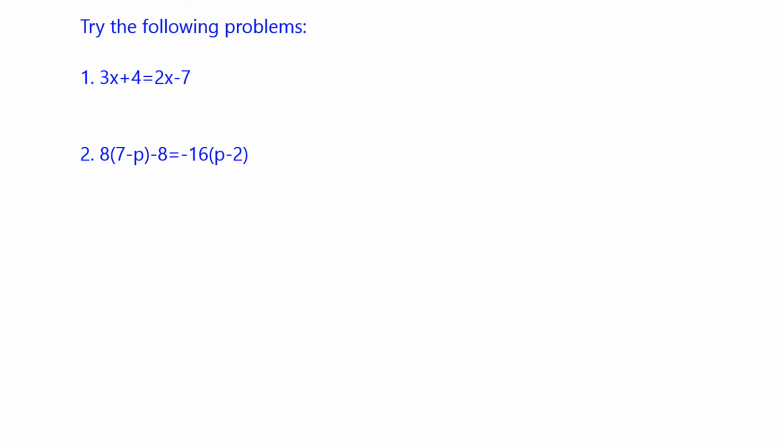Now it's your turn to try some problems. Number 1 is 3x plus 4 equals 2x minus 7. And number 2 is 8 times the quantity of 7 minus p, minus 8, equaling negative 16 times the quantity of p minus 2.